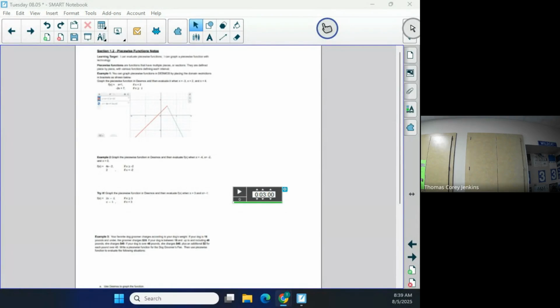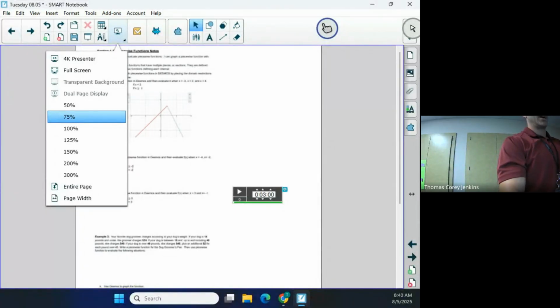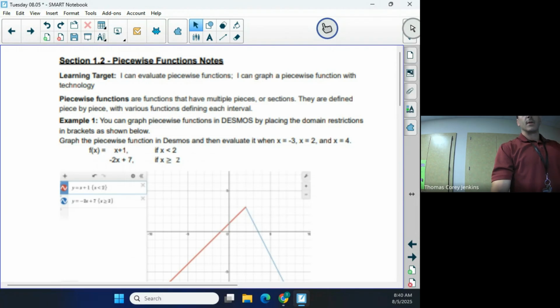All right, guys, we'll go ahead and cover lesson 1-2 today, which is over piecewise functions. We'll primarily look at these from a graphing context using Desmos, but our learning target is I can evaluate piecewise functions, and I can graph a piecewise function with technology, that technology being the Desmos free graphing calculator that's online. We'll just jump right in.